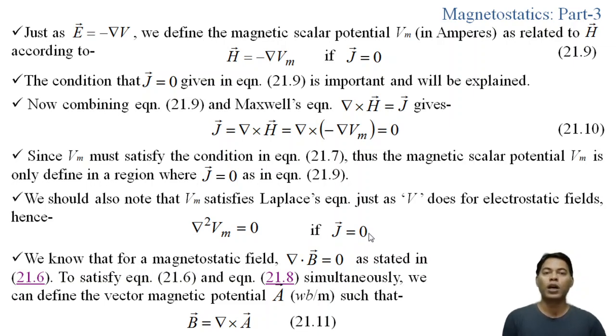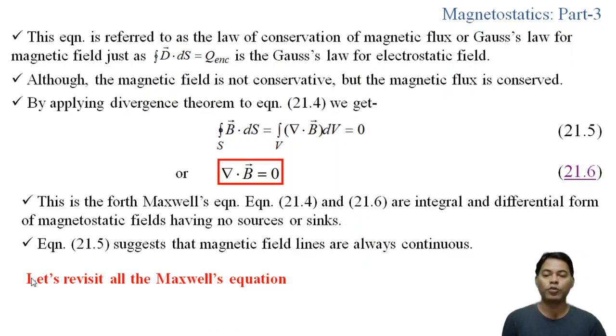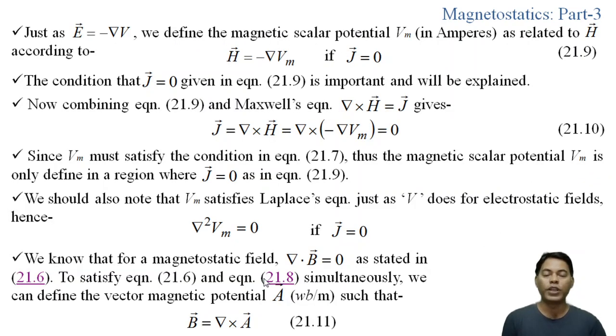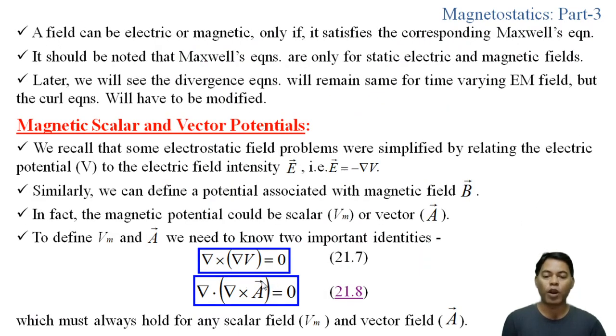Now moving to the vector magnetic potential. To find the vector magnetic potential, we use the Maxwell's equation grad dot B equals 0, which we have derived earlier, and also we need to satisfy equation 21.8, grad dot grad cross A equals 0. Simultaneously we need to satisfy these equations. So if we write B equals grad cross A, then these two equations will be satisfied.